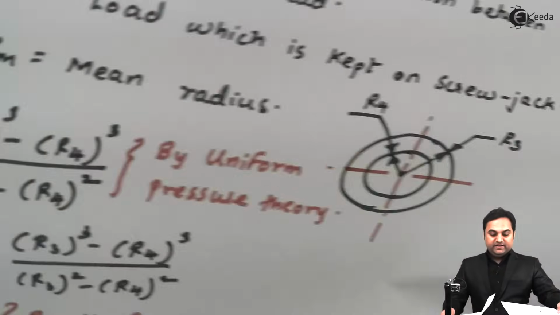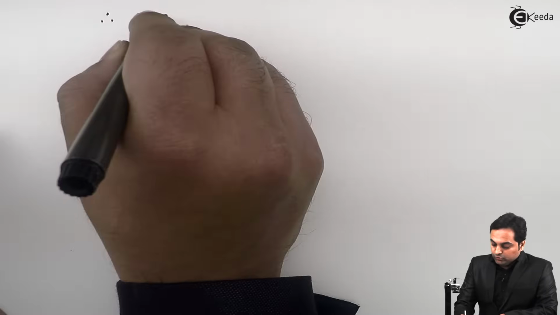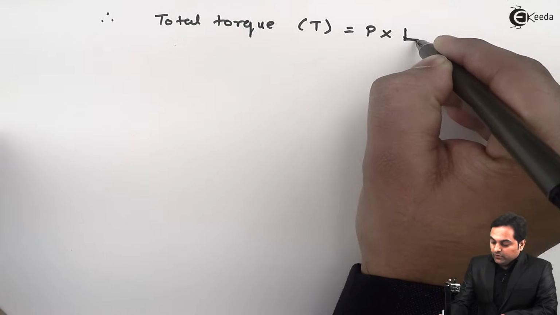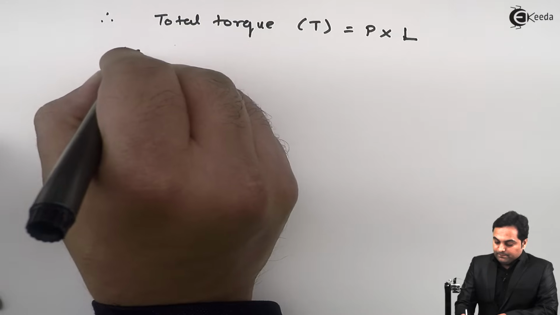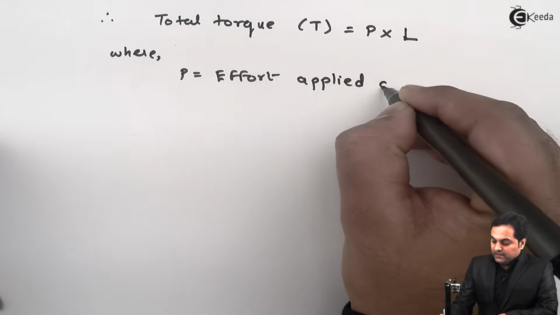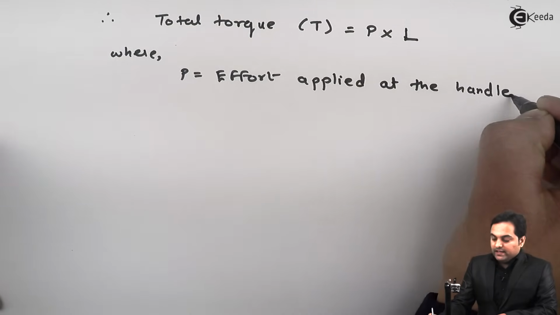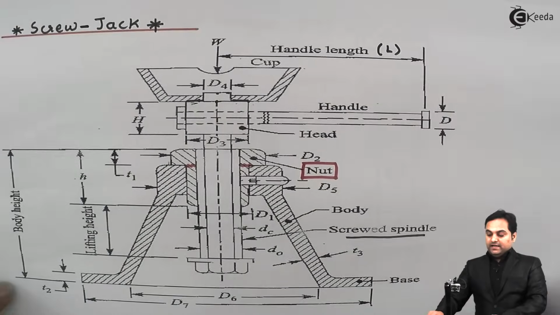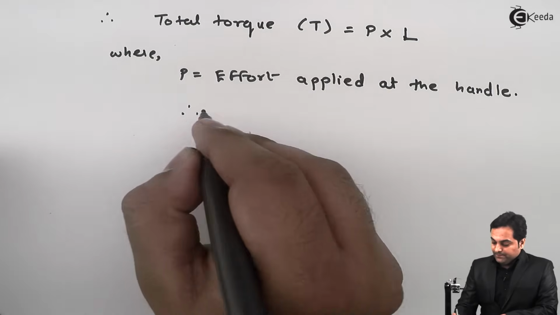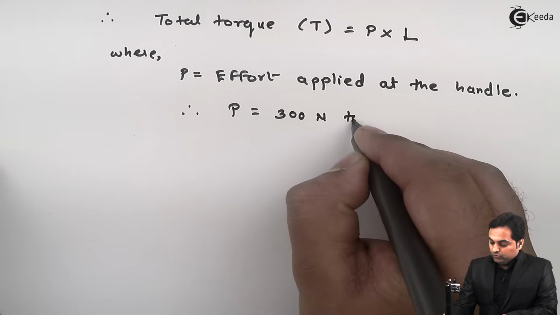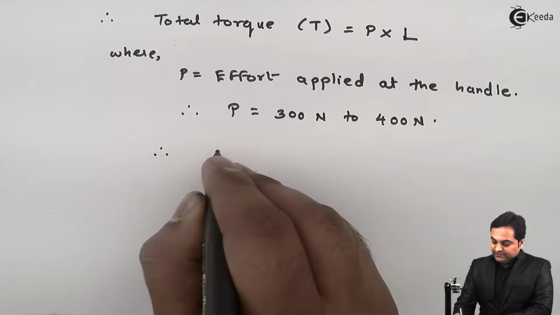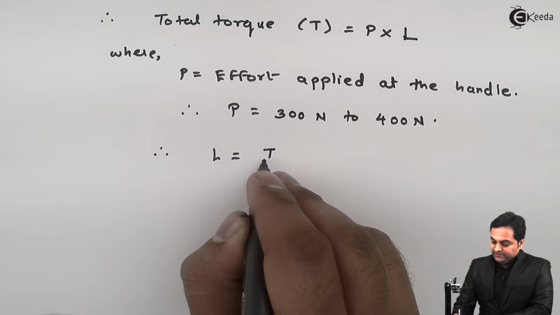So now after this, since we are designing the handle, I can say that therefore total torque, after getting the value of total torque, can be written as P multiplied by L, where capital P indicates the effort applied at the handle, and a normal person can apply a load of around 300 to 400 Newton by his hand. So here I'll take this value of P from 300 Newton to 400 Newton. Next, once I know the value of P and total torque, I can say that therefore capital L, which is the length of handle, will be T upon P.